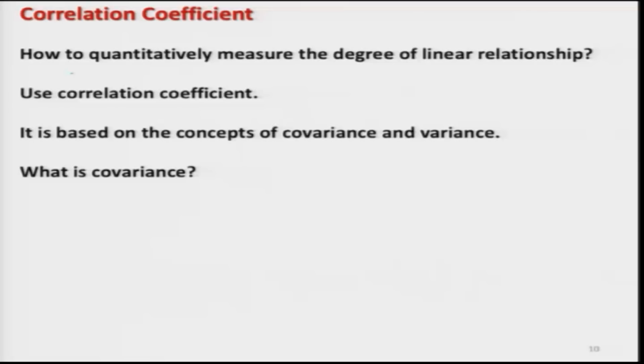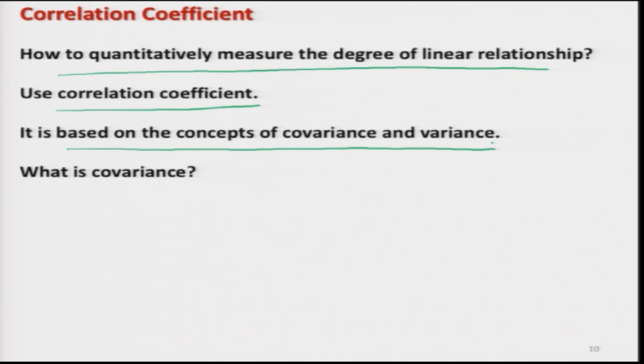So, similar to the concept of variance, we have a concept of covariance. As variance measures the variability of a variable, covariance measures the covariability of variables. Now, we are going to address the question of how to quantitatively measure this degree of linear relationship, and for that we are going to use the concept of correlation coefficient, which is based on the concepts of covariance and variance. First we address what is covariance.